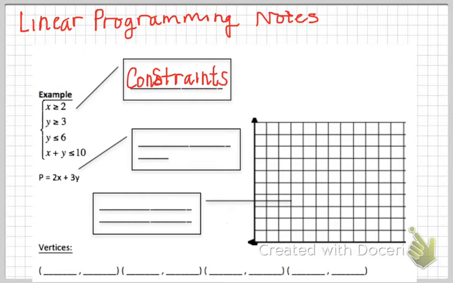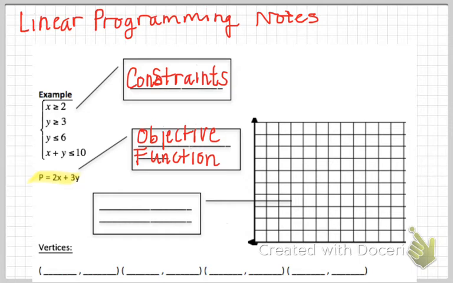And they're called constraints because they're kind of like restrictions on what x or y can be. And then we also are given a function. So in this case, it's p equals 2x plus 3y. And this is called the objective function. So to solve a linear programming problem, the first thing we're going to do is graph the system of inequalities.